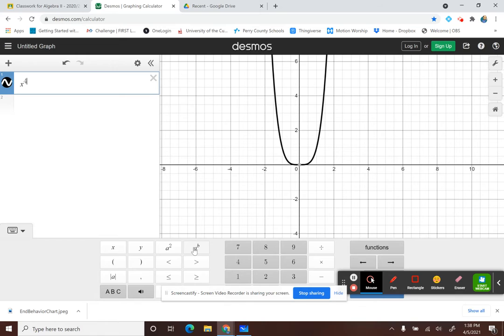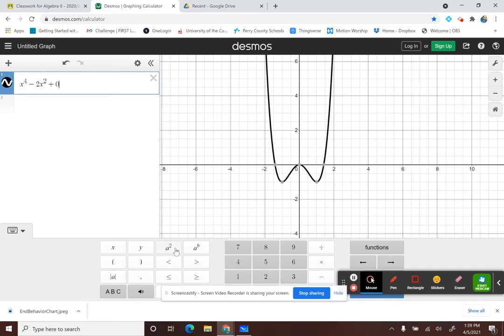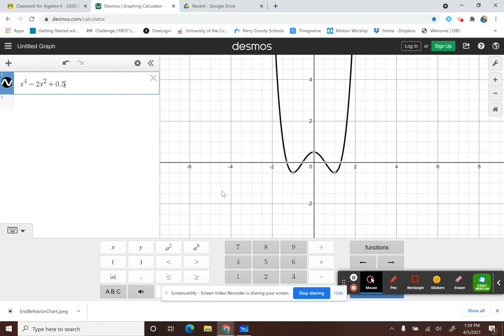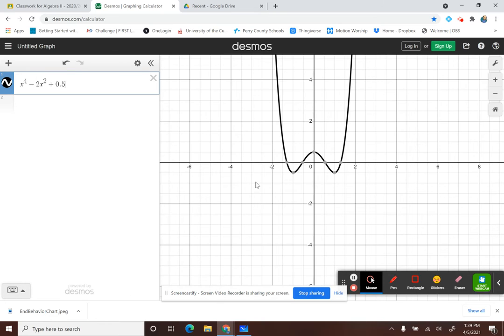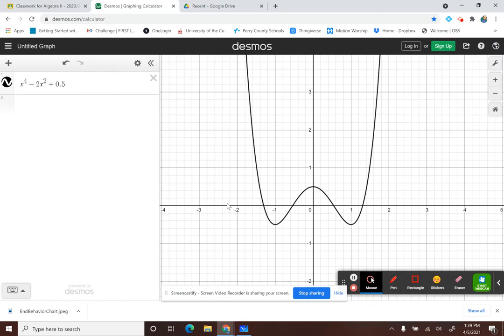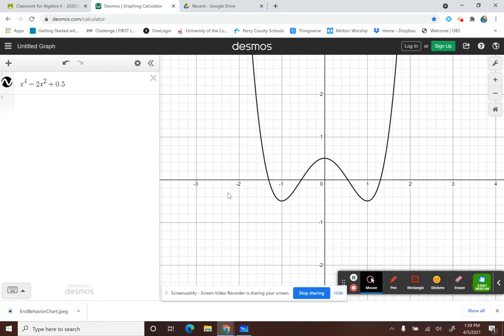And let's do this. Let's do x to the fourth power this time, minus 2x squared plus 0.5. Oh my goodness gracious. Okay, now all of a sudden we have got something crazy going on here.